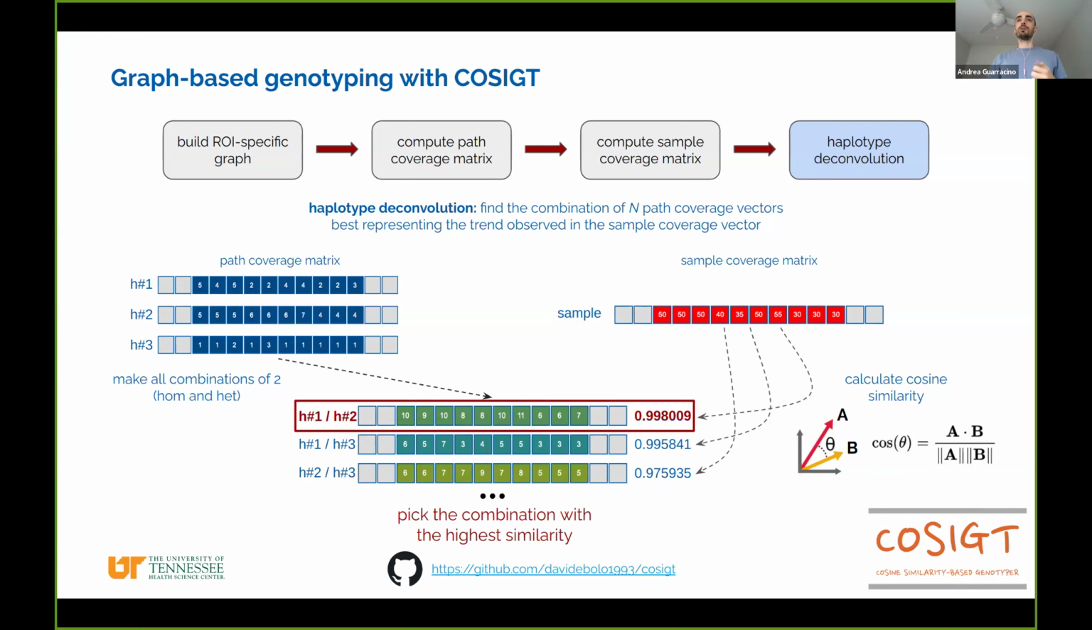And the final step is to pick the combination that corresponds to the highest similarity. So in our case, if we pick this combination, we are saying that in this sample, these reads originate from a genome that has these 2 haplotypes in the locus that we are investigating. So for me, this sample in this locus is H1H2. That's the genotype, the diploid genotype.